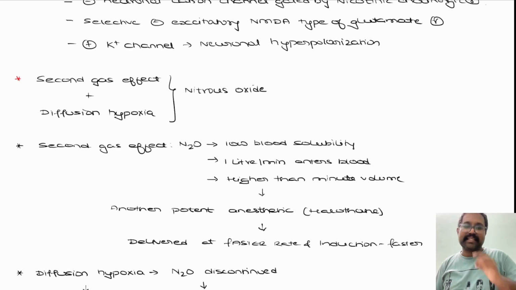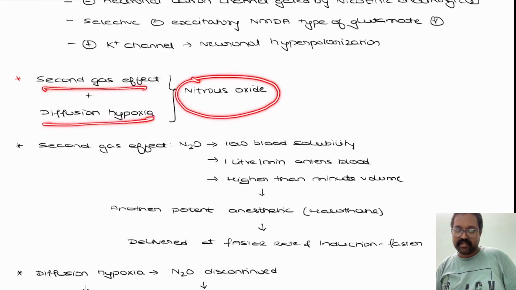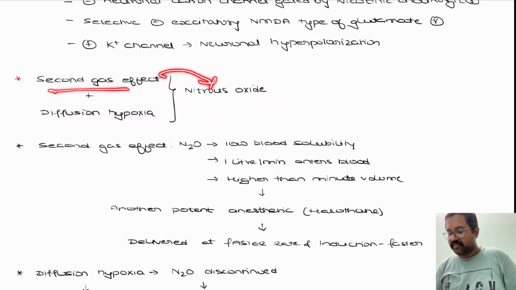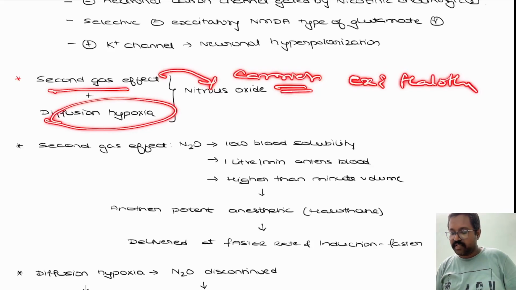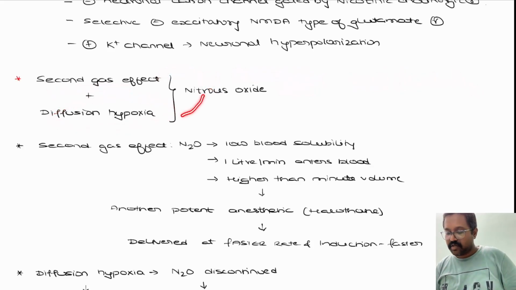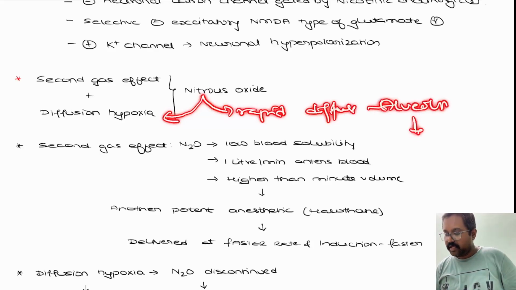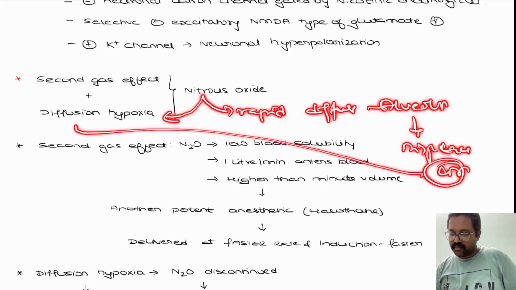Which among the general anesthetic agents has the characteristic of second gas effect and diffusion hypoxia? It is nitrous oxide. Second gas effect means nitrous oxide will act as a carrier agent to carry the other gas, for example halothane. Diffusion hypoxia means, immediately when you stop the nitrous oxide, it rapidly diffuses into the alveoli and displaces the air, leading to diffusion hypoxia.